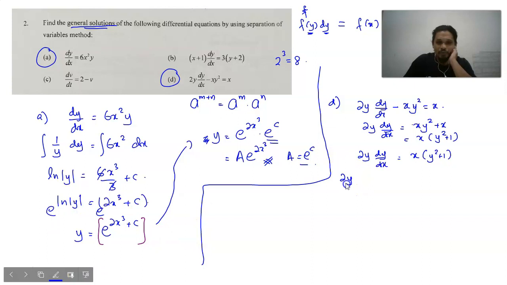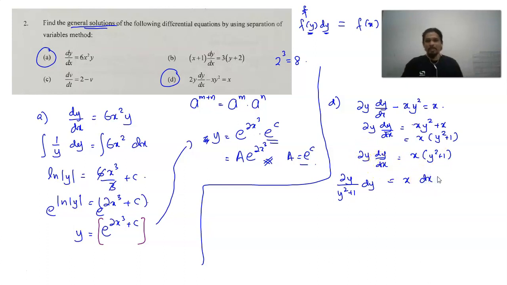Okay, 2y divided by y squared plus 1 dy equals x dx. There's no x here except for this one, x dx. So it's time for us to integrate left and right for both of these. Now let's focus on this left side here: the integral of 2y divided by y squared plus 1.